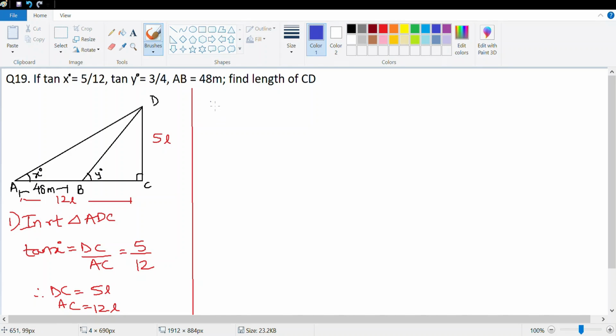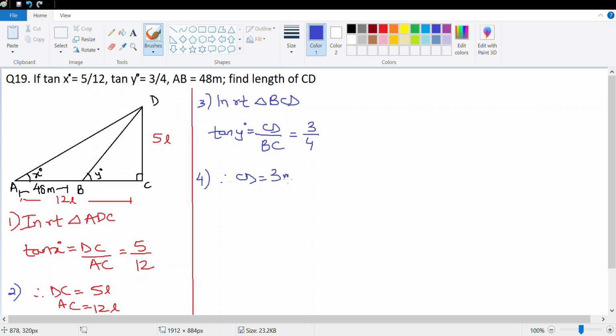Next, let's look at the second triangle, which is triangle BCD. So in right triangle BCD, I have tan Y is equal to CD upon BC. This is given equal to 3 upon 4. Again, this is not equal to 3 and 4. The CD is not equal to 3. It's a factor of 3. So let the constant in this case be L. Oh, sorry, L already taken, M. Therefore, CD is equal to 3M and BC is equal to 4M.